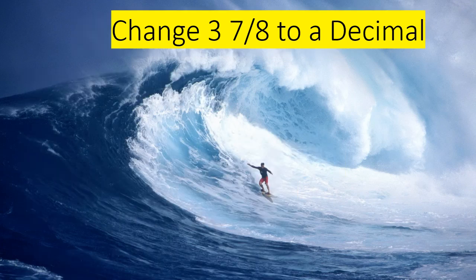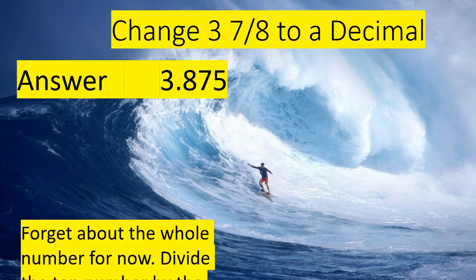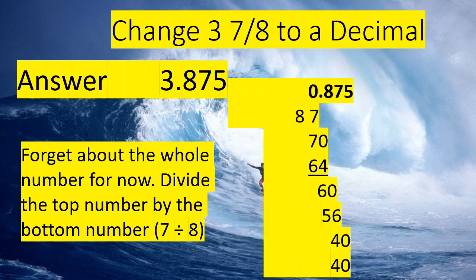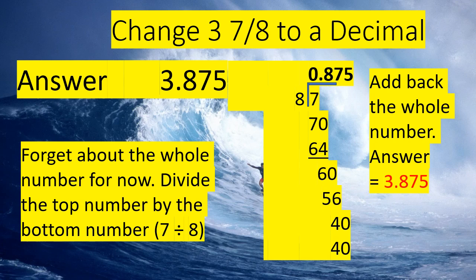And the next question, change 3 and 7/8 to a decimal. And I'm going to race ahead and give you the answer now. And the answer is 3.875. And to get that, first of all, you forget about the whole number for now. We divide the top number by the bottom number, so 7 divided by 8. And there is that calculation. And it gives you 0.875. Now we add back the whole number, and the answer is 3.875.